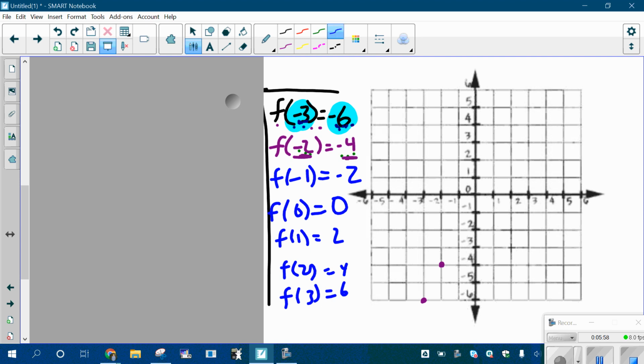Okay. Here we go. Input of 2, output of 4, x of 2, y of 4. Okay. And it's just a line, nothing too crazy. We're just talking about this different way of writing it with these f's instead of x's and y's. Okay. Cool. Put an arrow there too.